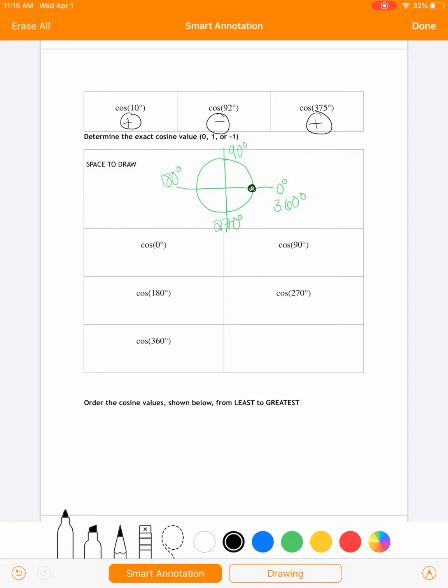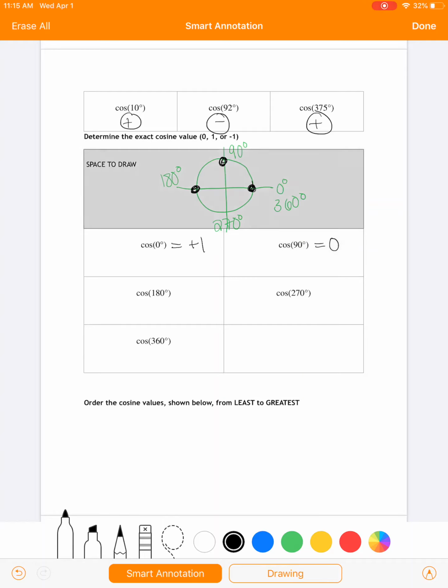So cosine of 0 means I'm farthest to the right, right? There's nowhere more right on this circle. So that would be the biggest I can be. So that's going to be positive 1. 90 degrees, I'm not on the right or the left of the y-axis. I'm on the y-axis, so that means it would be 0.